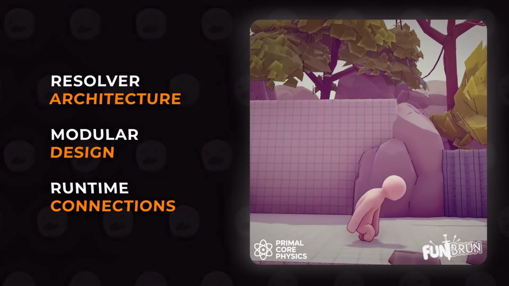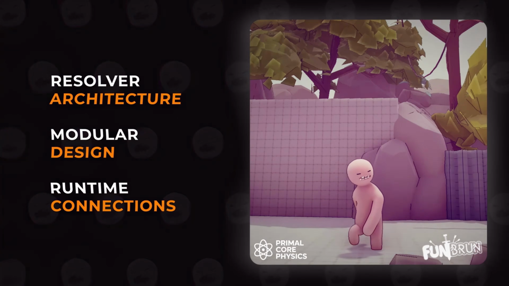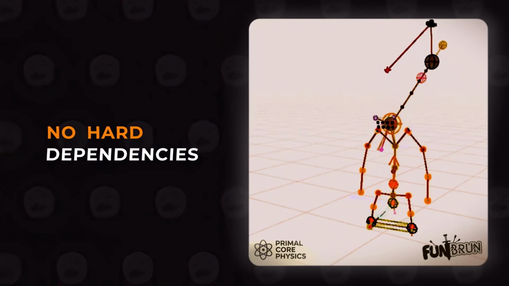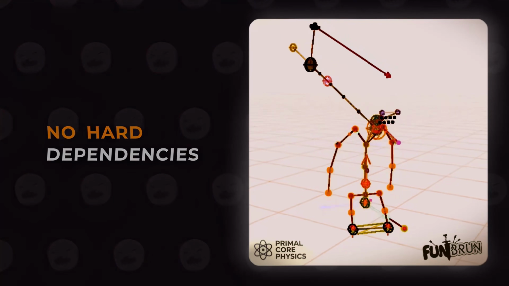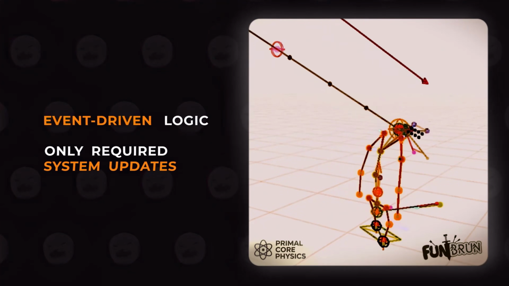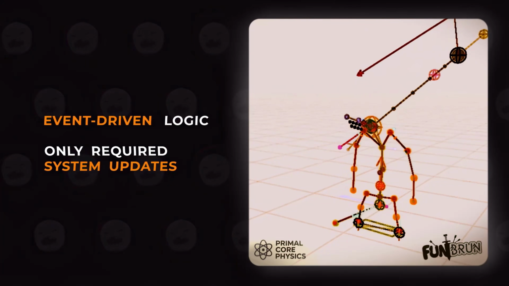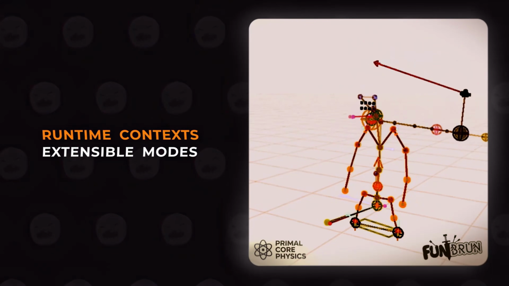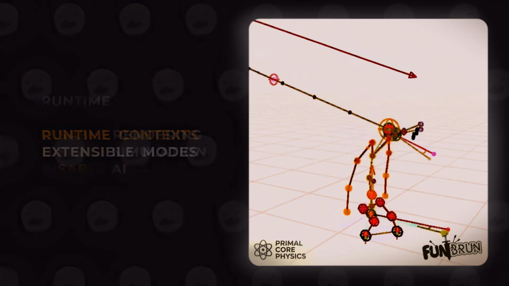The architecture is based on a resolver. Character body, camera, and input are fully independent systems connected at runtime. Any input can control any character type. No code changes required. Modules communicate through interfaces and request data dynamically. There are no hard dependencies. Systems only run the cycles they need. Locomotion states broadcast to other systems. New modes are added by defining conditions and registering them in the framework.